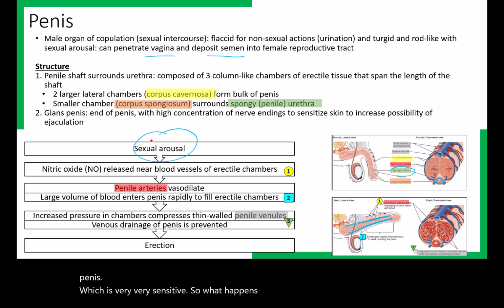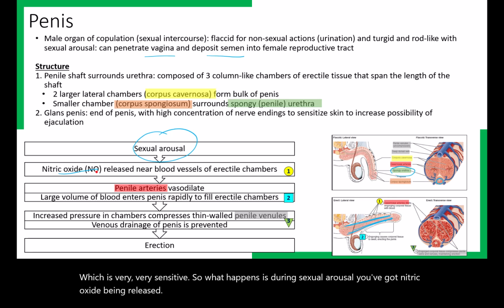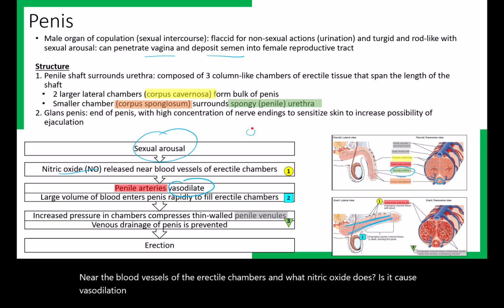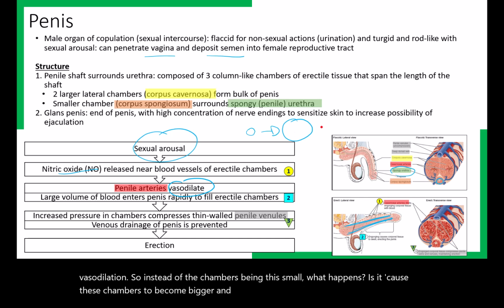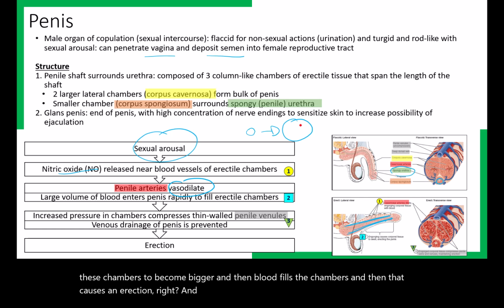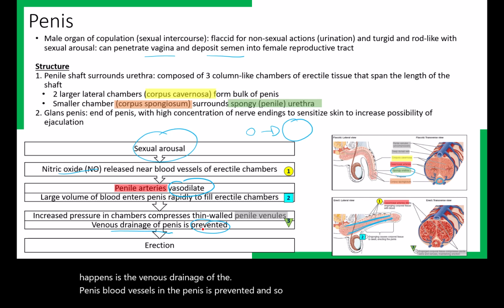During sexual arousal, nitric oxide is released near the blood vessels of the erectile chambers. What nitric oxide does is cause vasodilation. So instead of the chambers being this small, they become bigger, and then blood fills the chambers, and that causes an erection. Not only does blood fill the chambers, but the venous drainage of the penis is prevented, and so blood basically stays in the penis.